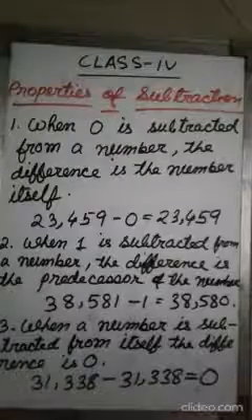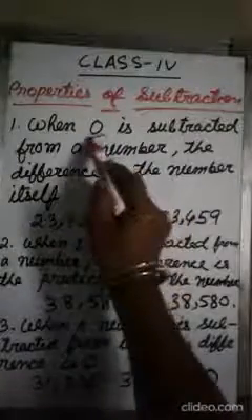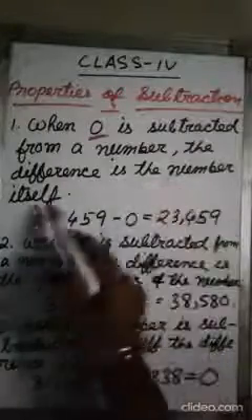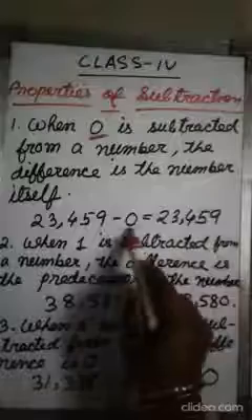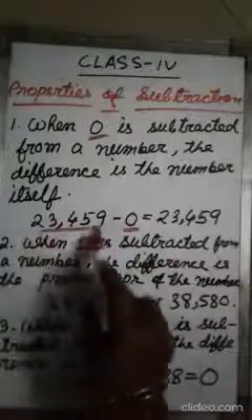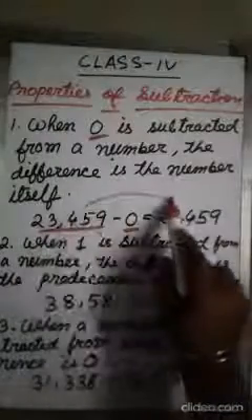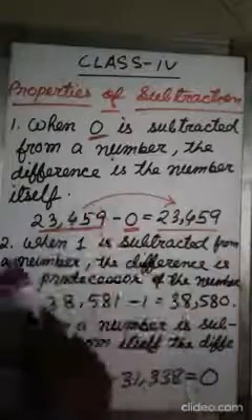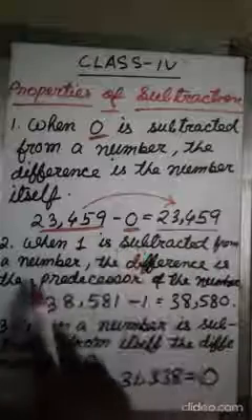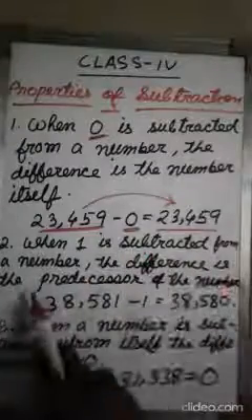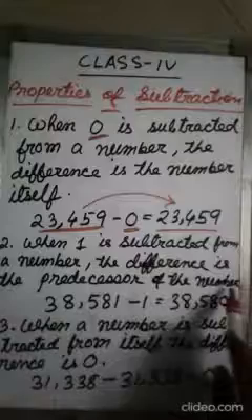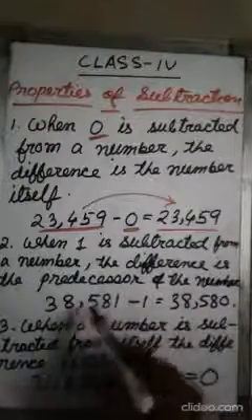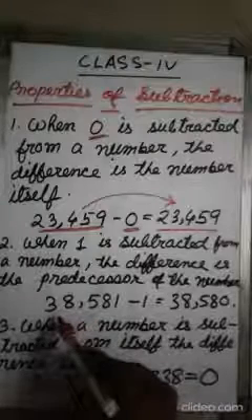Next topic is properties of subtraction. Property number 1, when 0 is subtracted from a number, the difference is the number itself. If you subtract 0 from any number, you get the same number. Number 2, when 1 is subtracted from a number, the difference is the predecessor of the number. Predecessor means the number before the number.